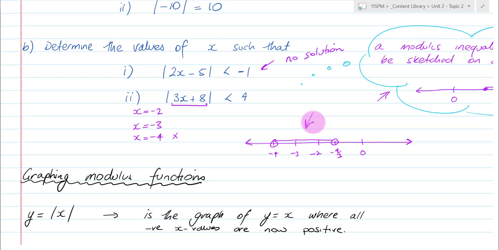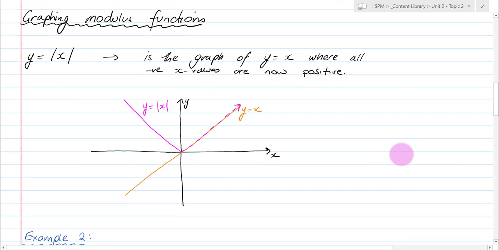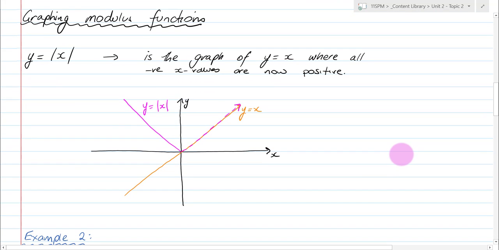So let's talk about graphing the modulus function. y equals the absolute value of x. I've drawn it here for you. So remember, the modulus function makes everything positive. If you just have the modulus around the entire function, it gets everything that's negative and flips it up. That's all it does. It's really easy. But we can still apply transformations to it like we do with other functions.